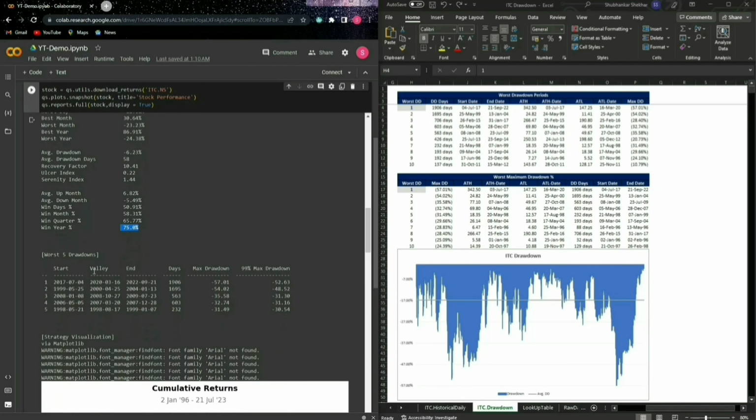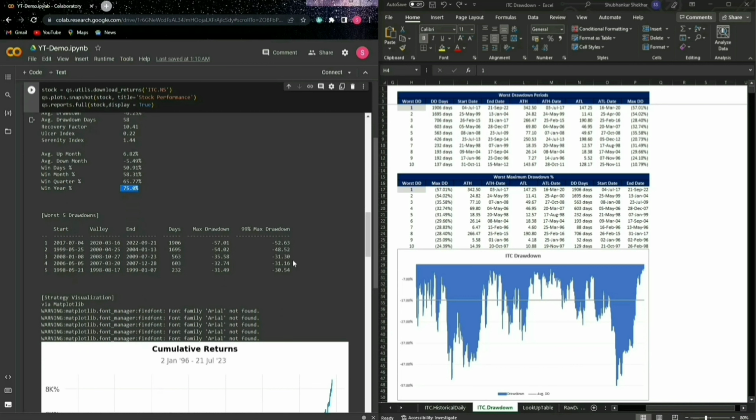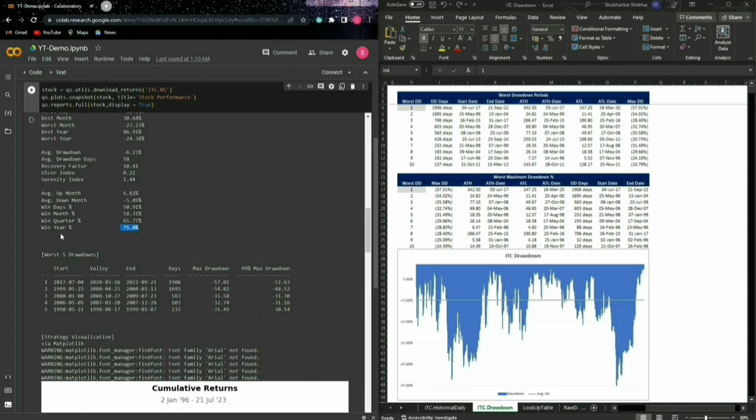Now we'll be looking at the drawdown periods, right? What does drawdown periods actually mean, right? We did see that on a year-to-year basis, there is a 75% chance that ITC will give a positive return, right? This means that. But when we look at a drawdown, you can see the worst drawdown witnessed by ITC happened to be 57.01%, and so was the second, like 54.02%.